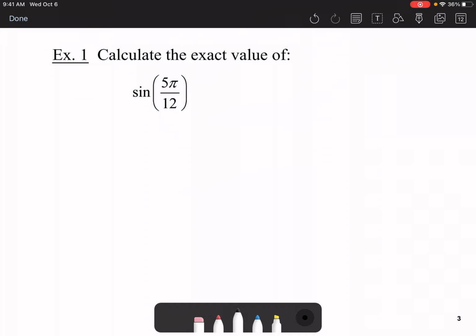So in our last unit, we solved finding exact values of expressions in terms of multiples of pi over 4, pi over 6, or pi over 3, or even pi over 2. Well, now this is not actually a multiple of any of those, but it is a combination of them. So for instance, 5 pi over 12 can be written as 3 pi over 12 plus 2 pi over 12, which can in turn be reduced to pi over 4 and pi over 6.